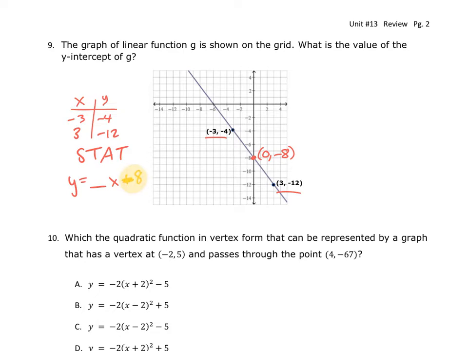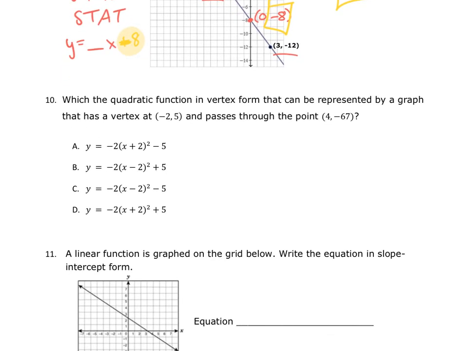That again is your y-intercept. But here's the thing, it wants the value of the y-intercept. And this is one of those ones that's going to have the grid. With that, the value is talking about the y value of it. So I'm just focusing on -8. So my answer that I would bubble in is just -8, because that is the value of your y-intercept.